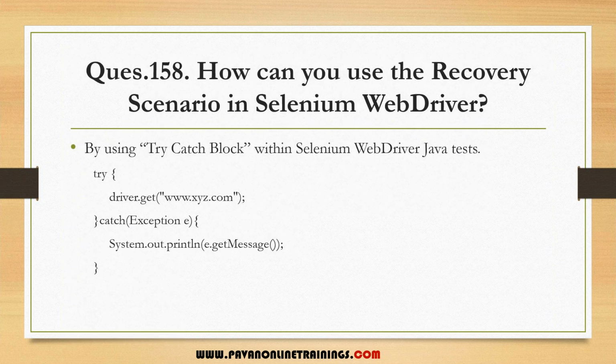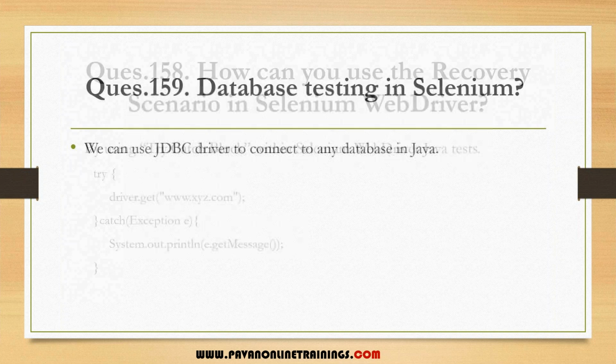Next question. How can you use the recovery scenario in Selenium WebDriver? So basically a recovery scenario means whenever you run your automation script, suppose it turned into some abnormal condition, we can turn it back into the normal condition. So that's basically called a recovery scenario. The recovery scenario we can achieve by using a try catch block, and this is again exception handling.